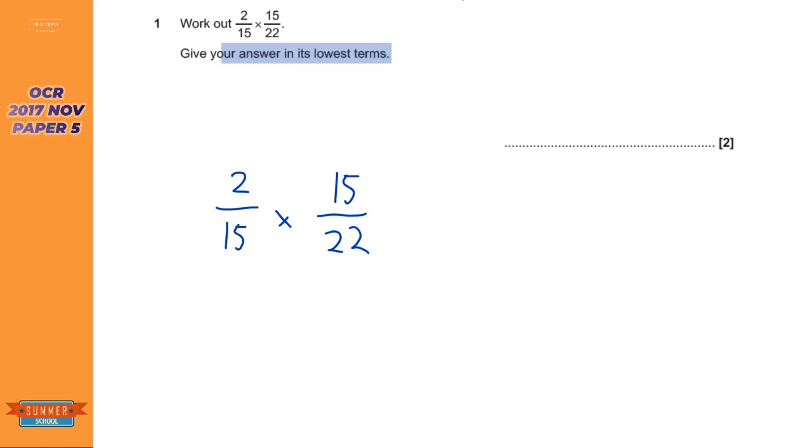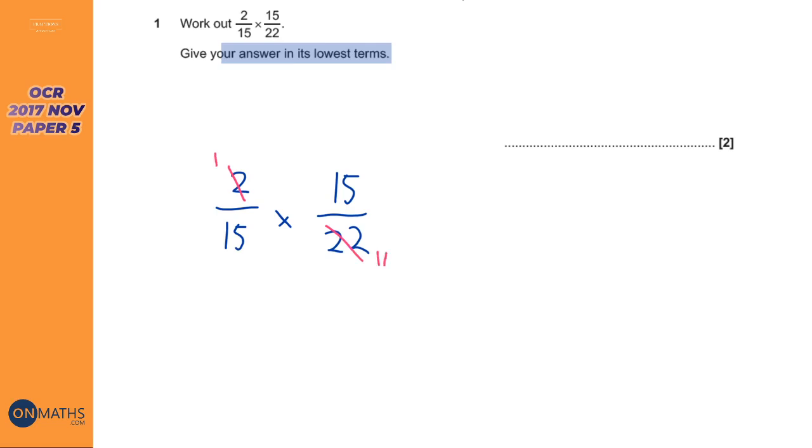And cancelling down really big numbers is going to be a real pain, especially on the non-calculator paper, which this is from. However, when you multiply fractions, you can cancel it before you multiply them. So, all we need to do is find any number from the top and any number from the bottom that will cancel. So if I take this 2 and the 22, I can divide those both by 2. So that'll leave 1 and 11.